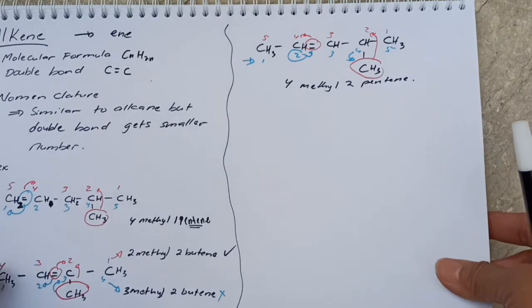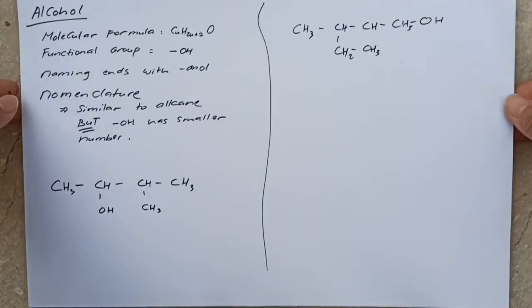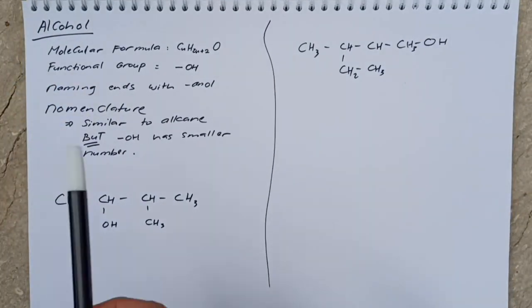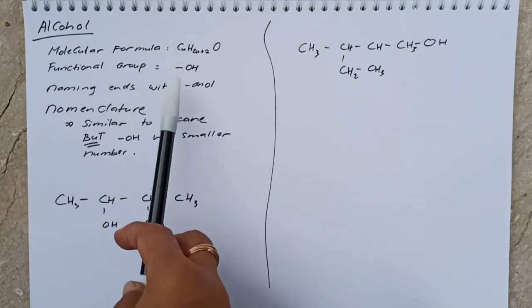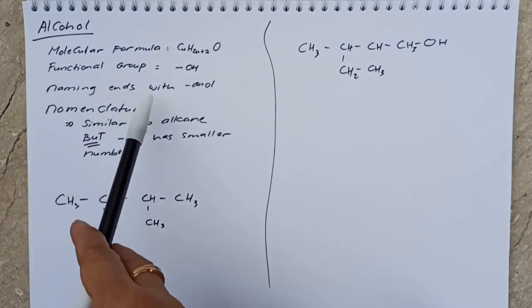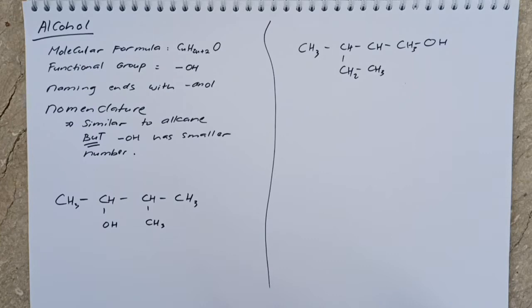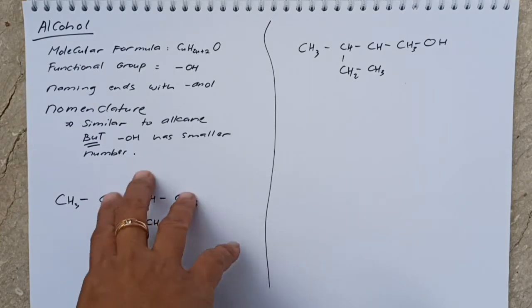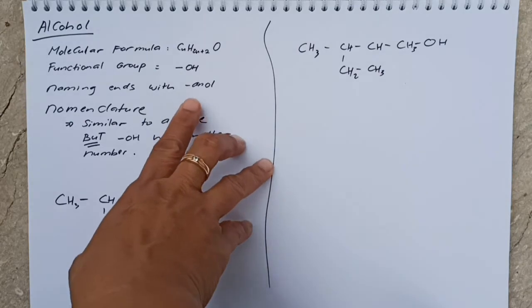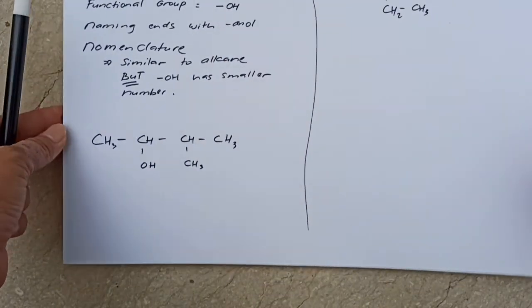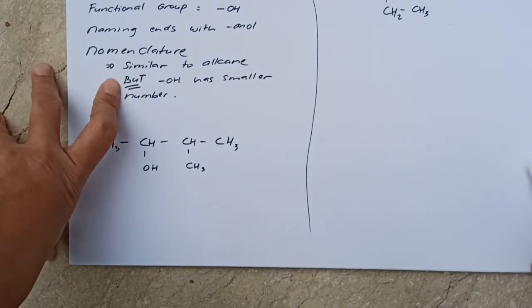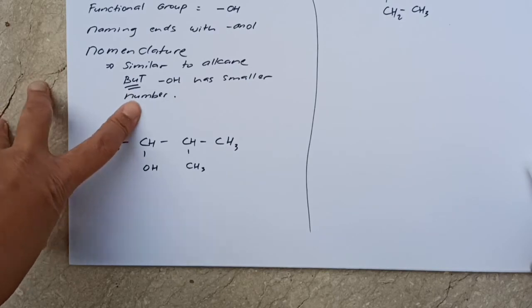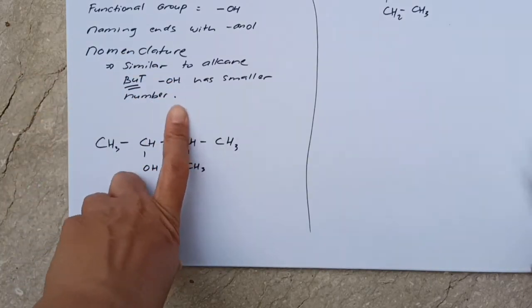Now let's move on to alcohol. So, alcohol has the same molecular formula as alkane, CnH2n plus 2, but with the addition of O, and the functional group is OH. When you name them, it's going to end with -anol. Unlike alkane with -ane and pentene with -ene, alcohol will end with -anol. Now this is naming. We're going to use the same rule as alkane, but this is going to be the same as alkene, where OH will be the main focus for the small number.